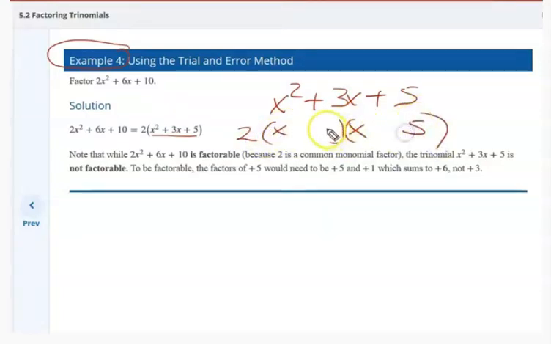And this has to be a 5 and a 1. There's no other possibilities. But when you would do any kind of FOIL, would you ever get this? And the answer is no. There's no way at this stage of the game to factor this. So we say it is not factorable beyond this example right here.